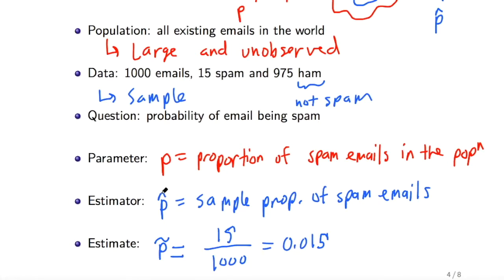So hopefully everyone sees the difference between estimator and estimate. The estimator is a function itself before you plug in the exact data points, and then the estimate is the output you get after you plug in the data.